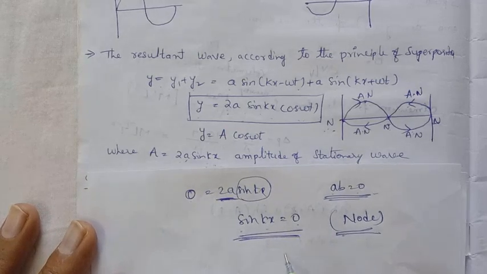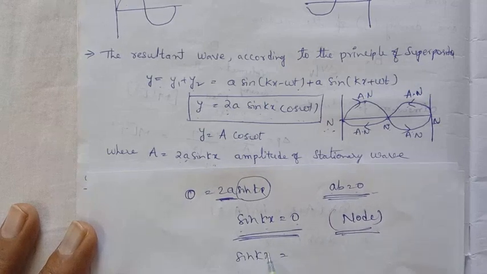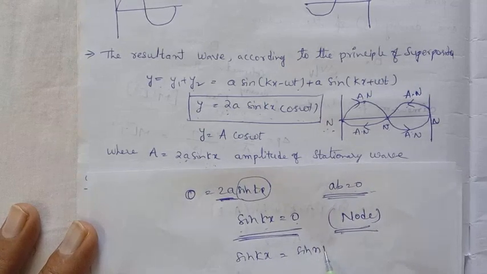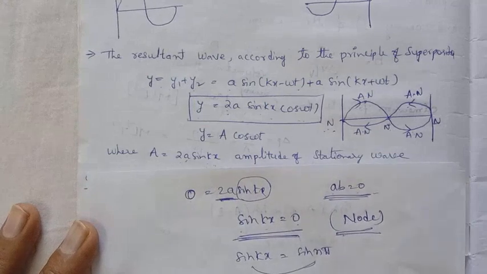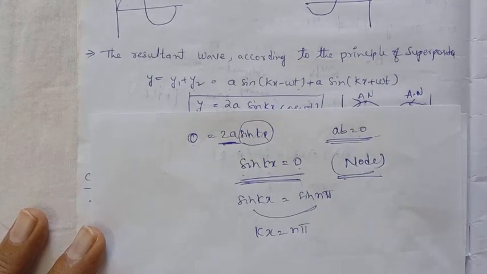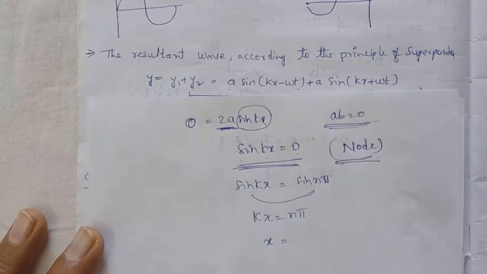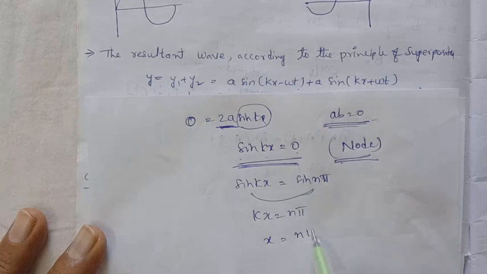Which sine function will be 0? Sin 0 is 0, sin pi is 0. That means sin kx is equal to sin n pi, which is always 0. So you have to compare these two. Then kx is equal to n pi. At that time x is equal to n pi by k.